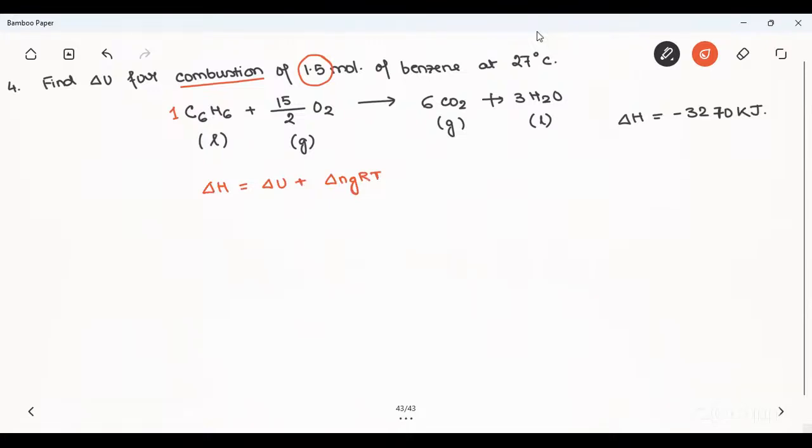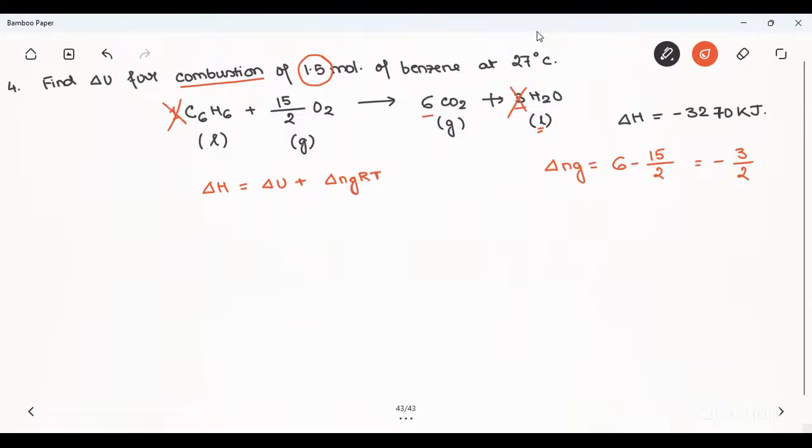What is delta Ng? Let's calculate it. 3 and 6. Sorry, this we will not consider, because it is liquid. So 6, and this also we will not consider. Okay, I am crossing it. So it is 15/2. It is 6 minus 15/2. So how much is it? Minus 3/2, right?